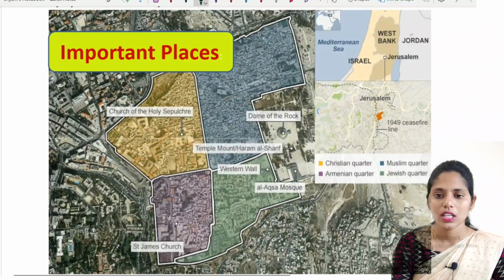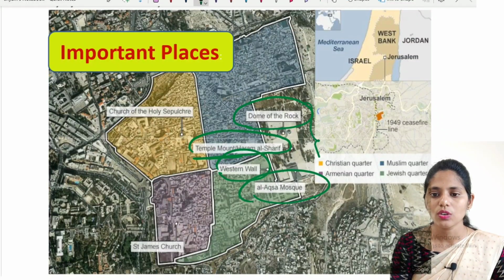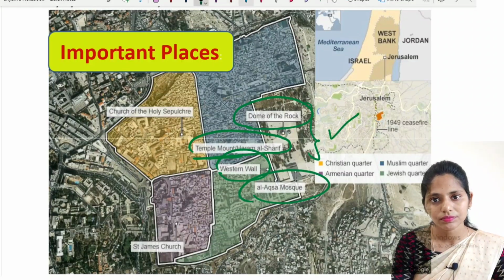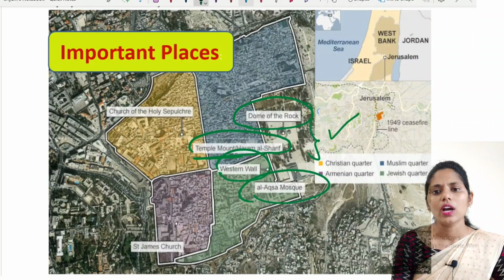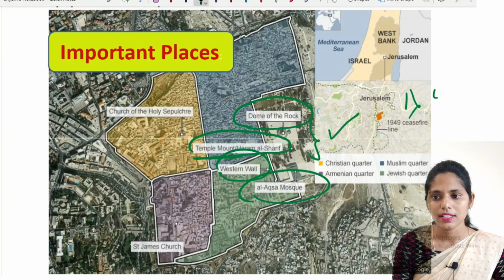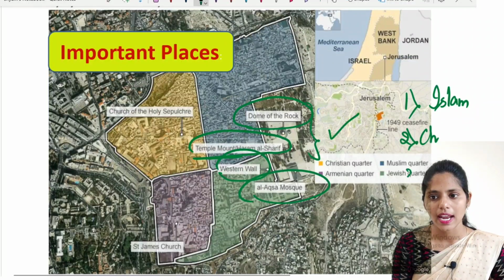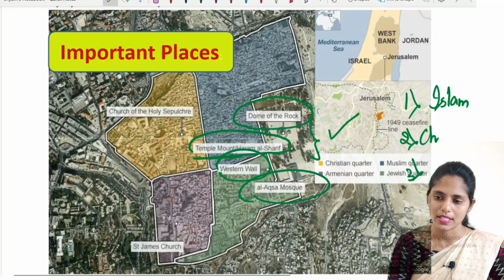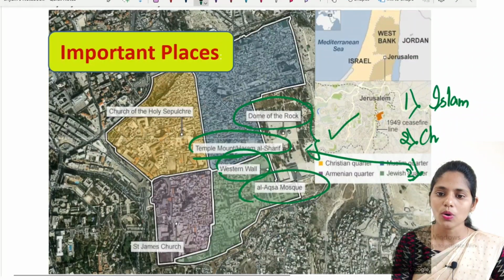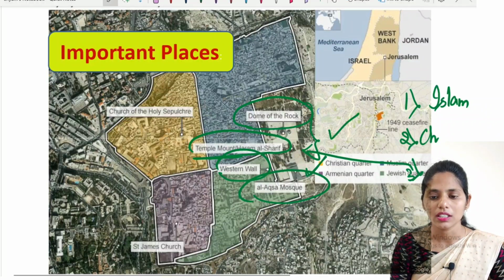Okay, so now let us move on to further important places, important holy places. So here you can see the Dome of the Rock, and we have Temple Mount or Haram al-Sharif, the Western Wall, and Al-Aqsa Mosque. So these are 4 important holy places in Israel. If you are talking about the different religions present in Israel, the first one I can say is Islam. Islam is prominent, and we can also see Christianity, and Judaism or Jews are present here. For Jews, the Temple Mount or Haram al-Sharif is a holy place, and for Muslims it is Al-Aqsa Mosque.